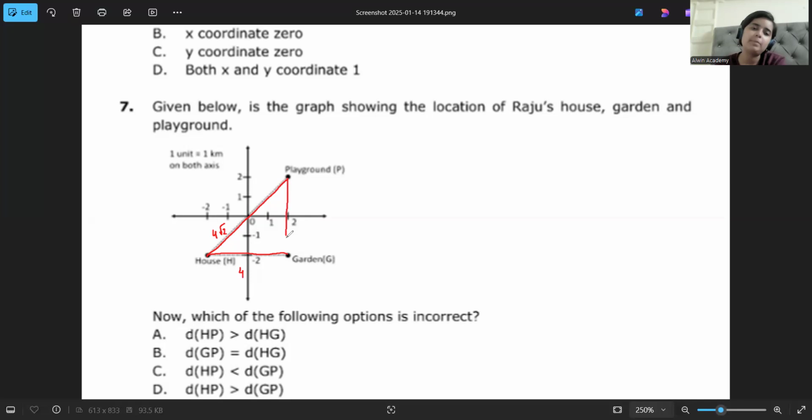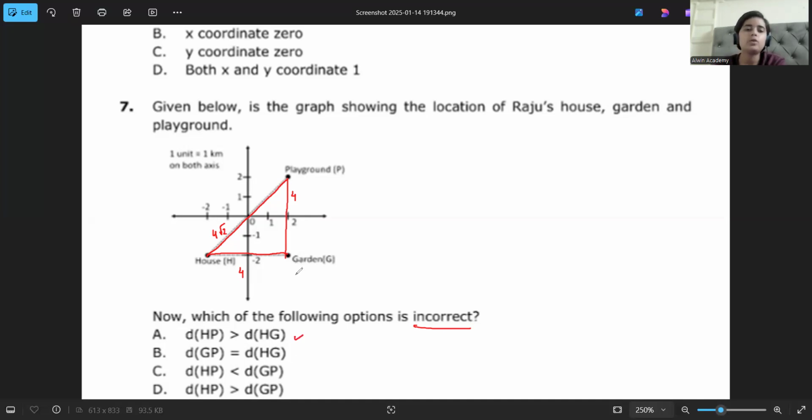Similarly we find PG, and when we find this particular length we again get 4 units. Now which of the following options is incorrect? First one, HP is greater than HG. HP is 4 root 2, HG is 4. So yes, this is correct.